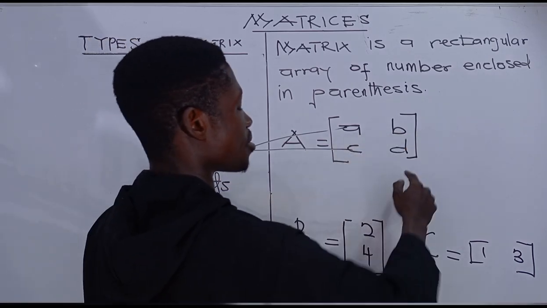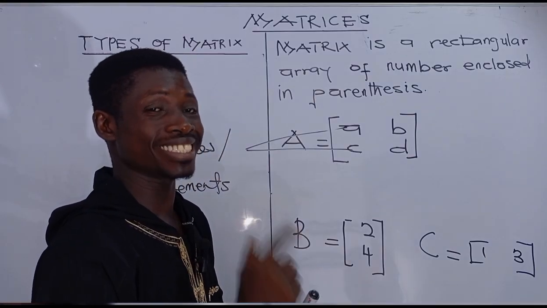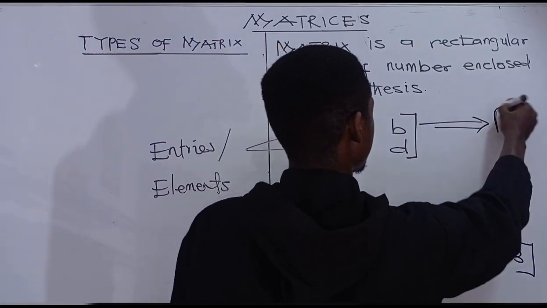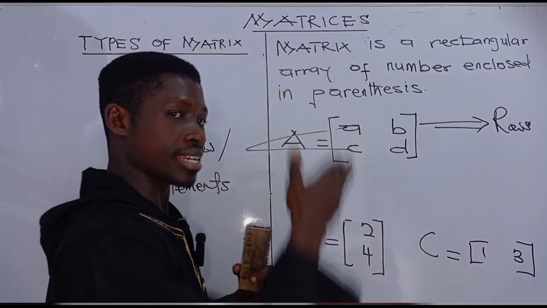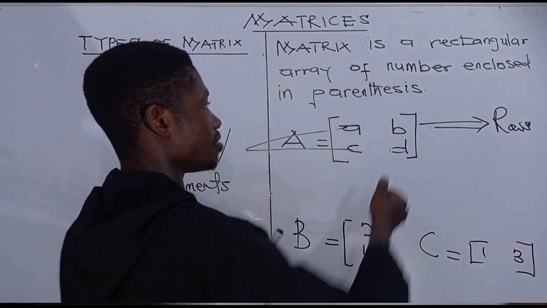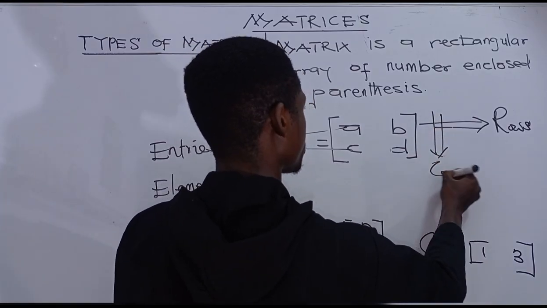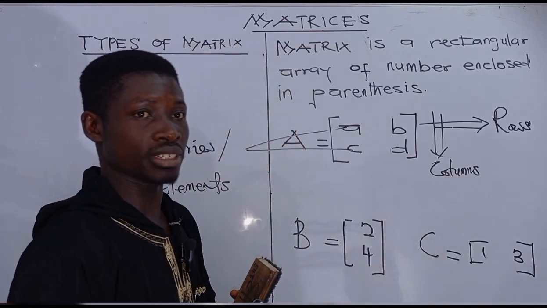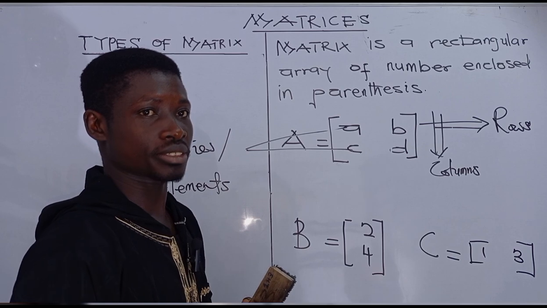The horizontal arrangement of the numbers in a matrix is referred to as what? The rows. And then the vertical arrangement of the numbers in matrices are referred to as the columns. Kindly take note of this because this plays a key role in matrices.